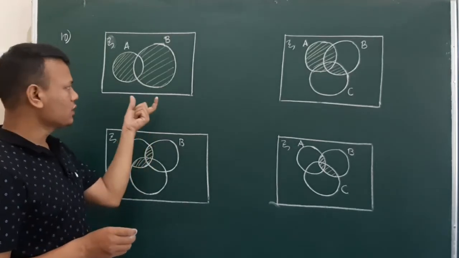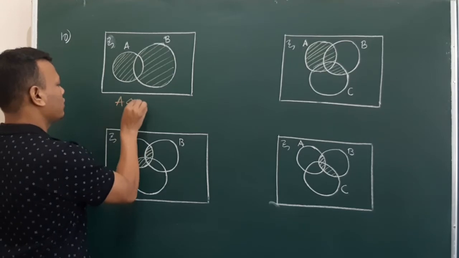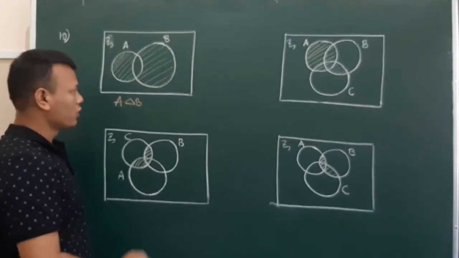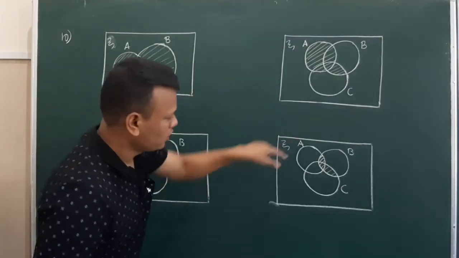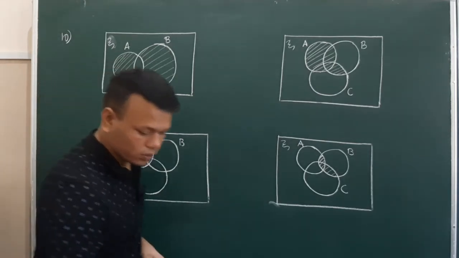We have already seen this and this is your A delta B. A delta B means this is symmetric difference. You already know that. But we have got these 3 which look a bit difficult, but it's not so. It's going to be simple.